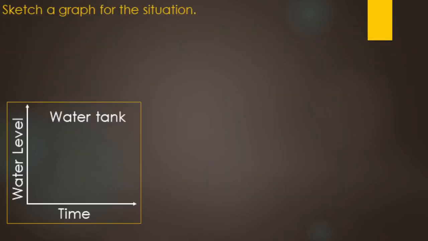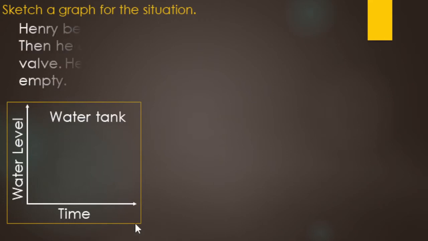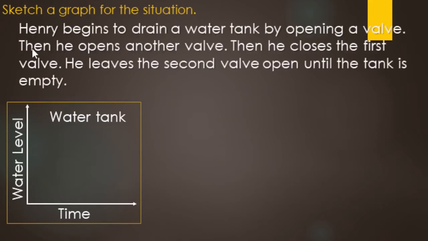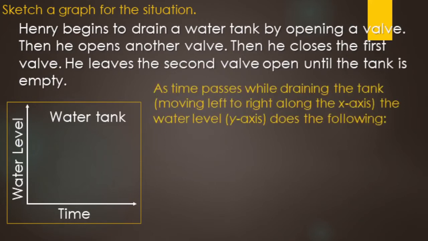So now we're going to sketch a graph for this situation here. Henry begins to drain a tank of water by opening a valve. Then he opens another valve. Then he closes the first valve. He leaves the second valve open until the tank is empty. So what's happening here? As time's going, we're going to put that on the x-axis or horizontal axis, right? Moving left to right, we're going to have time. And then water level will be on the y-axis, or it's also called the vertical axis there.